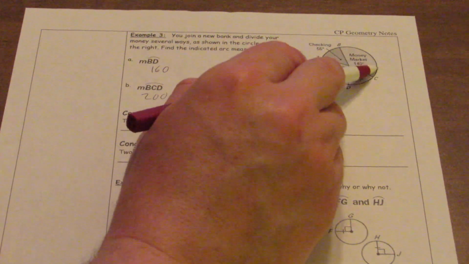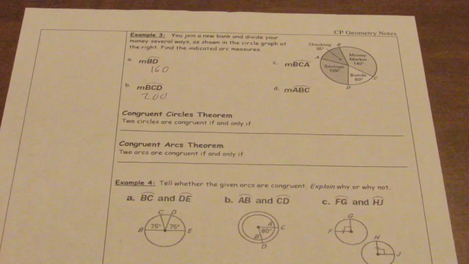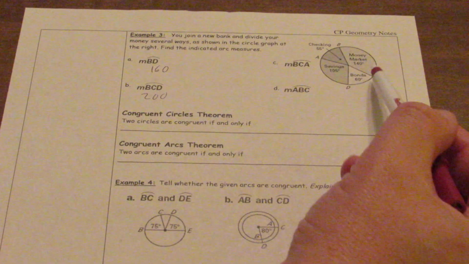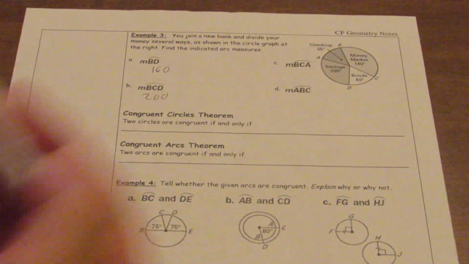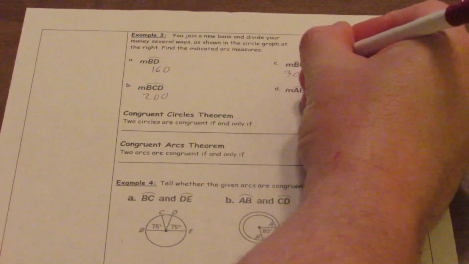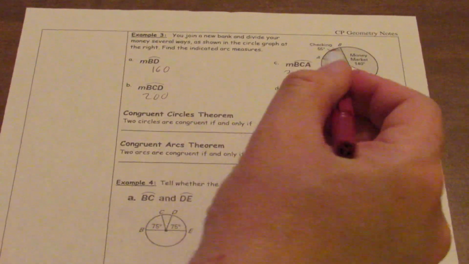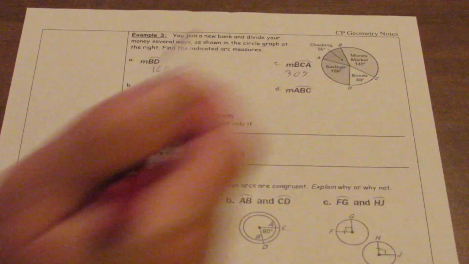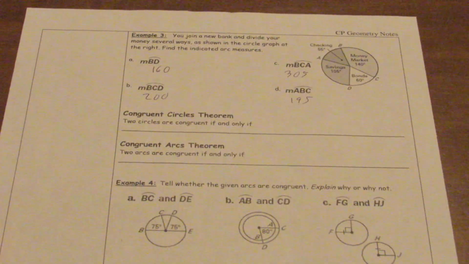BCA, I start at B, I go around to C, and then go all the way up to A. So there's two things you can do here. Actually, you can add up all the three that are there, or you can subtract the one you don't have from 360. Either way, when you do that, you get 305. And then ABC, right, I'm going here, so I'm looking at these two. Add those up, and we get 195.